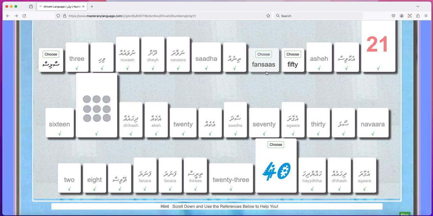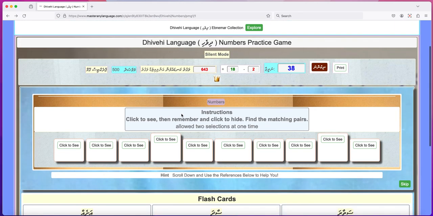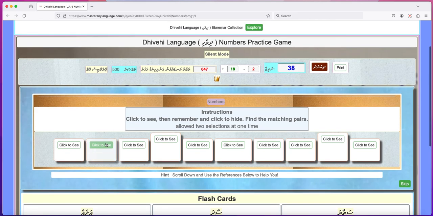Well, that can't be Fansas because one of these is 40, one is 50. So Fansas is either 40 or 50. I didn't look at the flashcard. I'm going to guess Fansas is 50. Yep. And I don't know what this one says yet. It's okay, we got it. Wow. We got through that. Not easy, but that's okay.